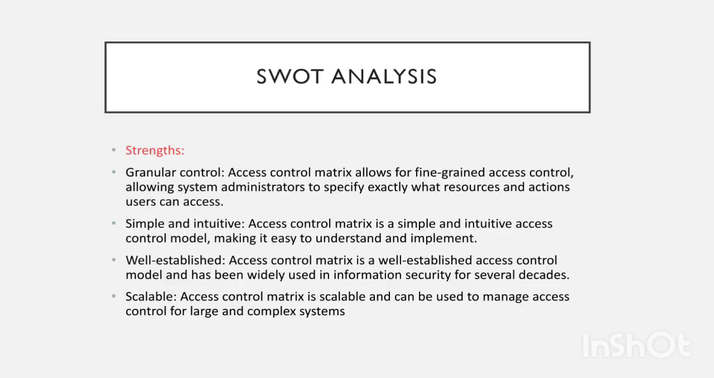Now look at a short analysis of the access control matrix. First, what are its strengths? The first one is granular control. The access control matrix allows fine-grained access rules and access policies to specify what resources and actions a subject can perform on the object.